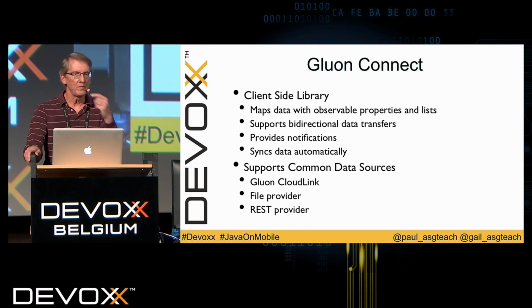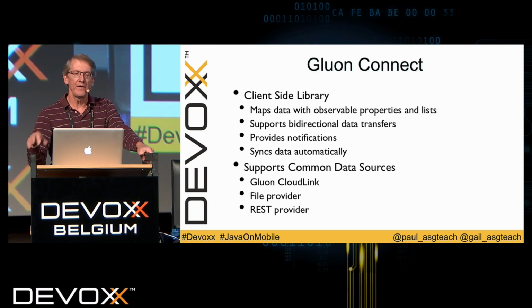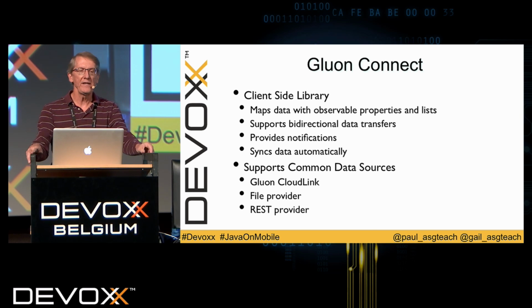Okay, so Gluon's client Connect library lets you map data with observable properties and lists. Have you seen how important JavaFX properties are for configuring and synchronizing your application data? The same principles can be used with observable properties and leveraged across with remote data. So Gluon provides links to many common data sources, such as the cloud, ordinary files, and even REST.